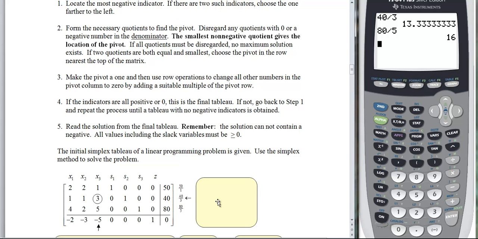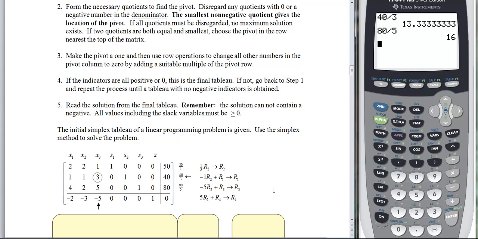Now what I need you to do is write down the steps that are necessary to make this position a 1 and everything else in that column a 0. So pause me, because I'm going to go ahead and show, because this is stuff you should already know how to do. Okay? So I'm going to multiply row 2 by 1/3 to get my new row 2. I'm going to multiply row 2 by -1, add it to row 1 to get my new row 1. I'm going to multiply -5 times row 2, add to row 3 to get my new row 3, and then a +5 times row 2, add to row 4 to get my new row 4.